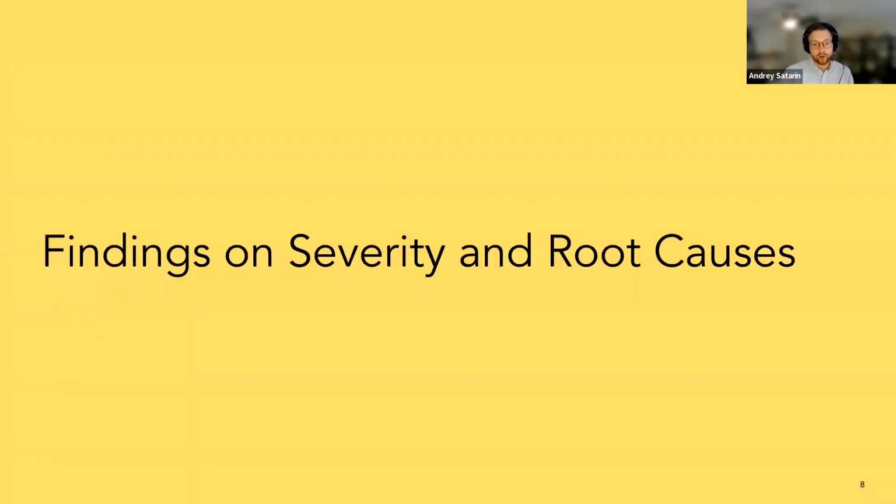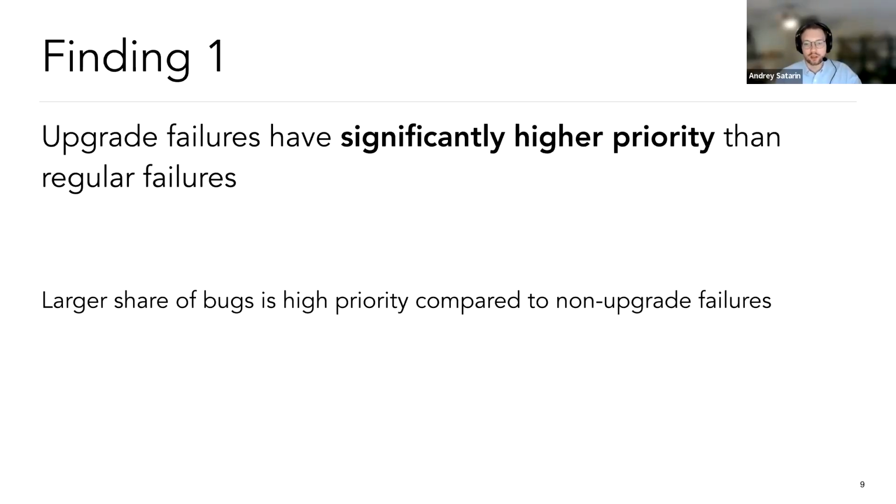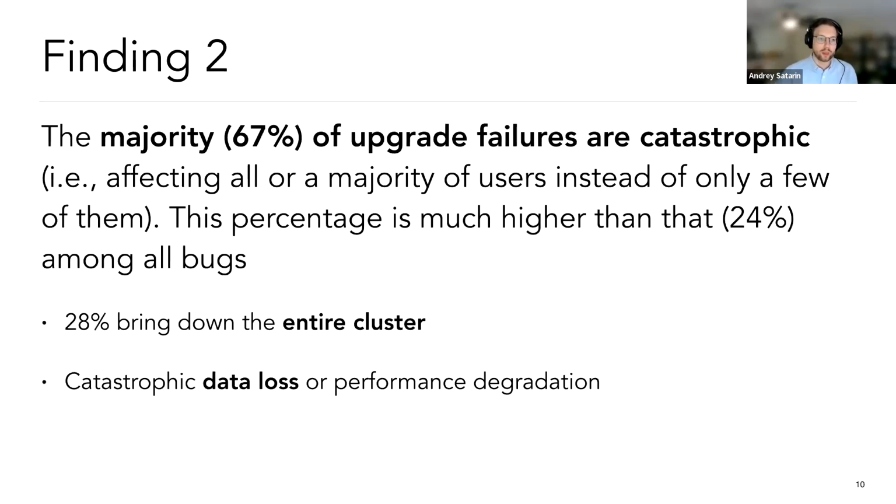So let's talk about findings they have on severity and root causes and some other aspects of those failures. First of all, these are significantly higher priority than usual failures. So if you take a population of all the bugs in your system, the percentage of higher priority bugs will be lower than specifically for upgrade failures. So that, again, corresponds to their importance. And it kind of implies that we need to invest more in those.